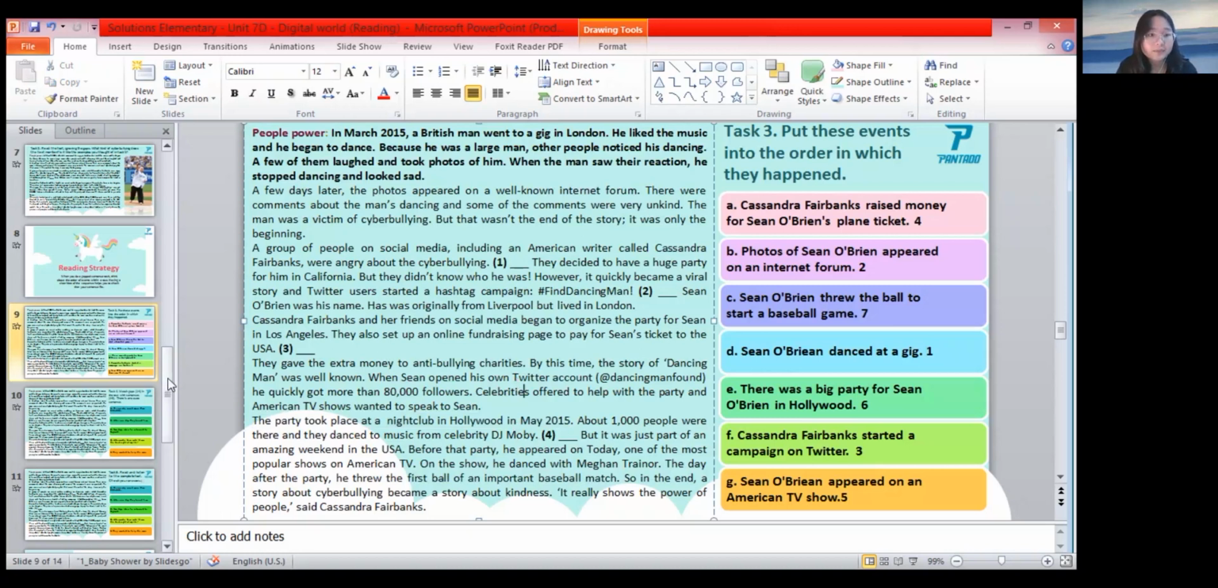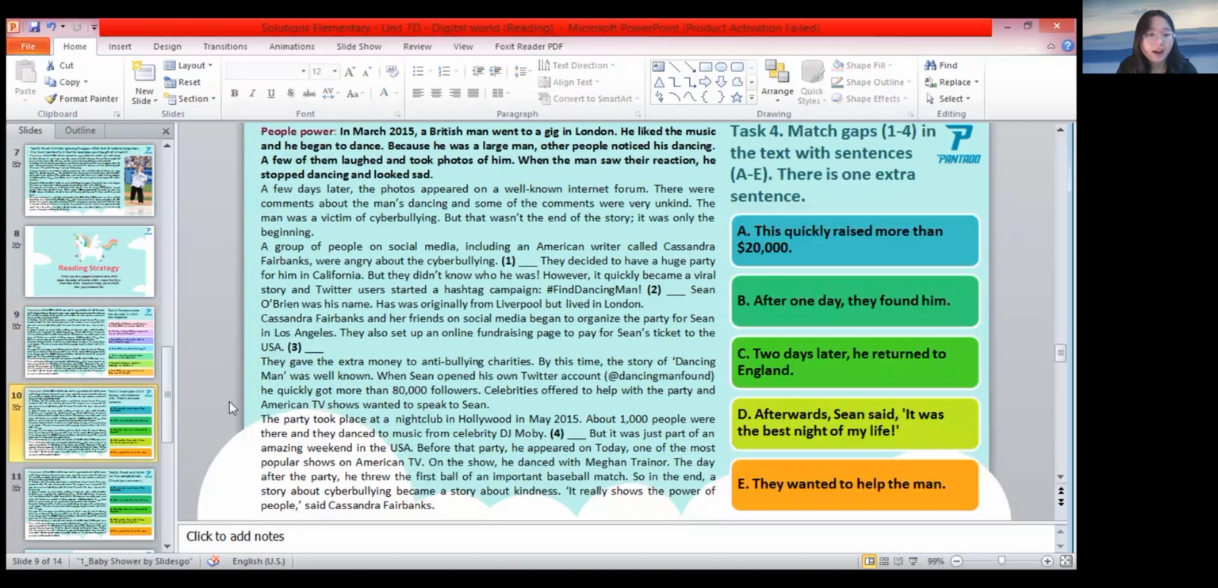Now what I want you to do is matching the gaps, which is the main exercise of today's lesson. You have read the text already, and now you are going to decide which of A, B, C, D or E will fit with the gaps from 1 to 4. We just have 4 gaps, so we need 4 letters. So one letter is extra.